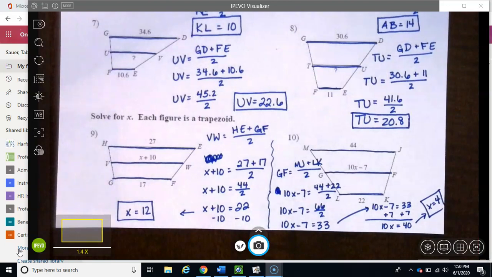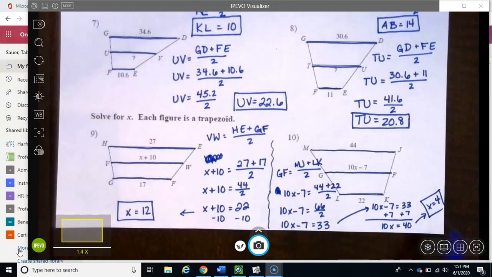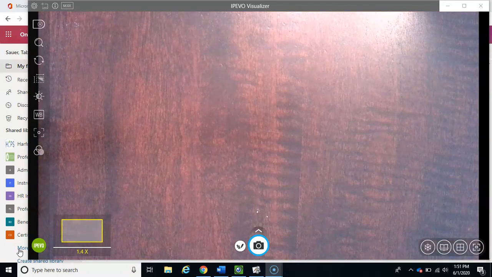So I kind of ran out a little bit of room there. In that last step, I didn't write it down, but I'm just getting x by itself by dividing both sides by 10. You get x equals 4. All right? So that's all your notes. You've learned about the midpoint formula. You've learned about midsegments of triangles and midsegments of trapezoids.